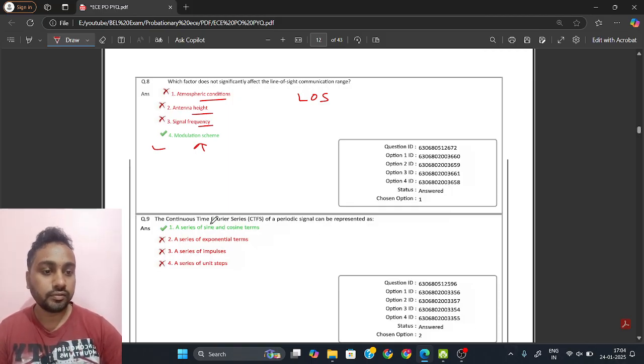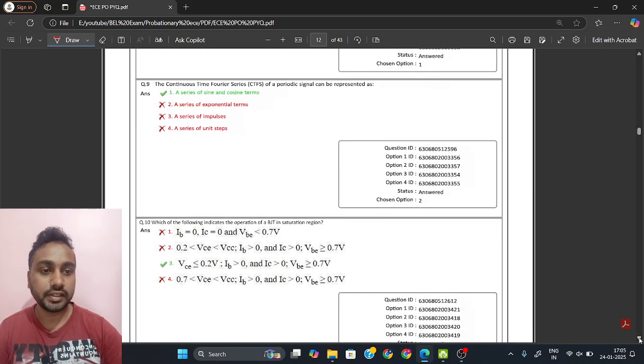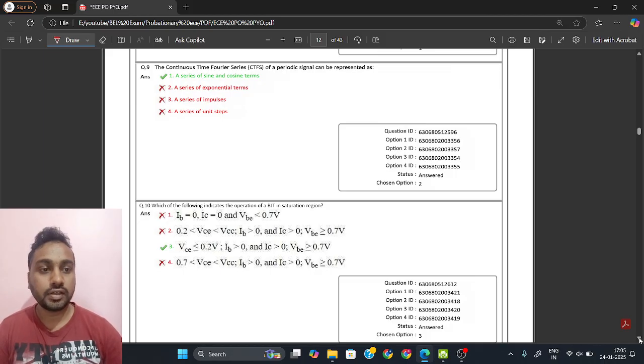The continuous time Fourier series, CTFS, of periodic signal can be represented as... CT, continuous, means what? Continuous is generally in the terms of sine and cosine. So we have this answer, a series of sine and cosine. It's called continuous time Fourier periodic signal representation.